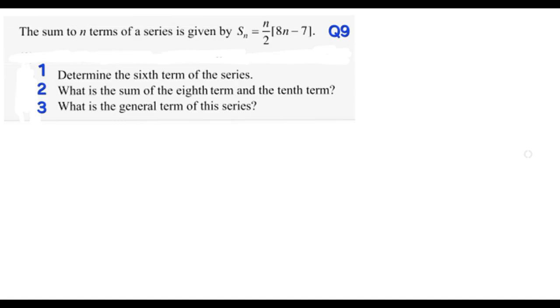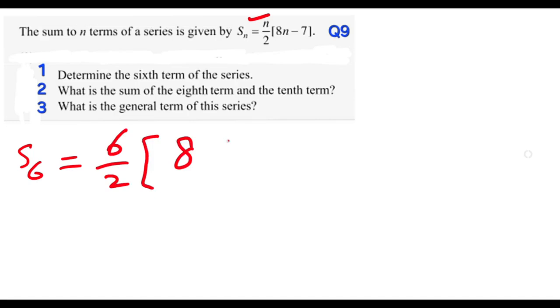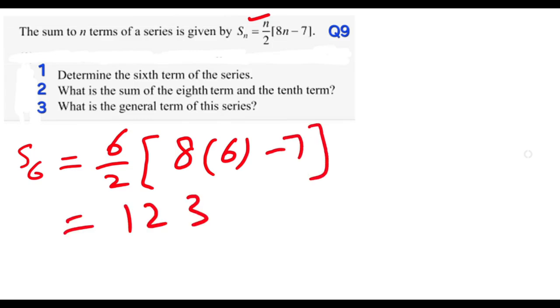So the S6 is going to be, we put in this formula, because this is the Sn formula we have, 6 over 2, in place of n you put the 6 now, multiply 6 minus 7. The answer will be 123.